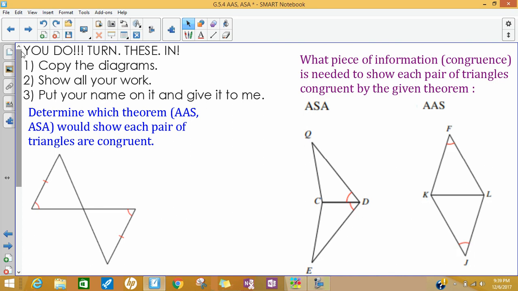So I've got three for you to try. Copy the pictures, answer the questions, make sure your name's on it, and make sure you give it to me when you're done.